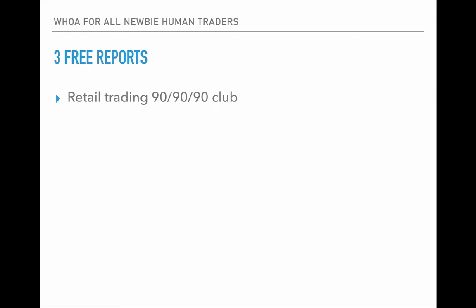Okay, so this is a set of reports I'm putting out over the next few weeks, and these are the different topics that these reports cover. These are all free. They're really designed for all newbie human traders, and these are all different misconceptions that a lot of retail traders will have. The first one that a lot of retail traders unfortunately fall into is what we call the 90-90-90 club. That's basically 90% of all retail traders will lose 90% of their money within 90 days.